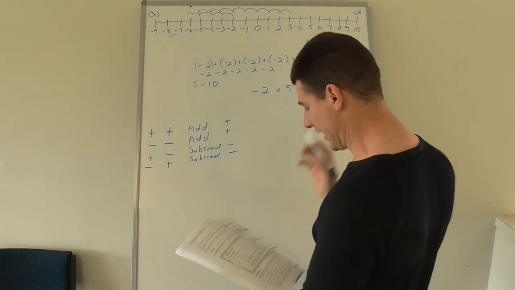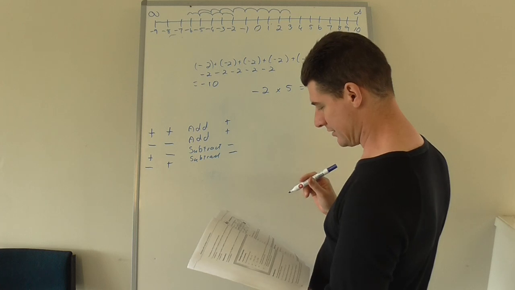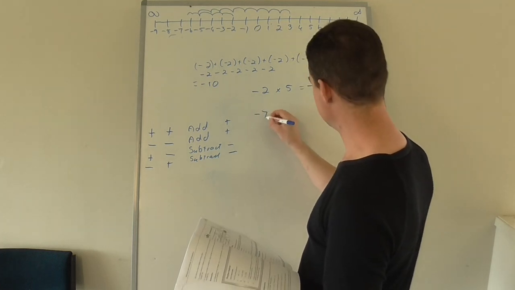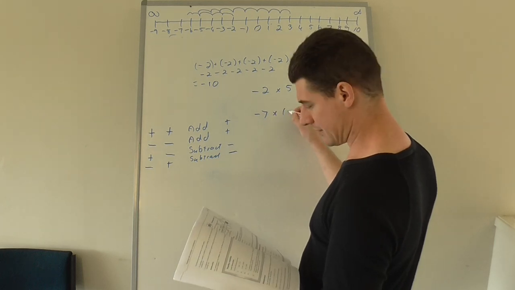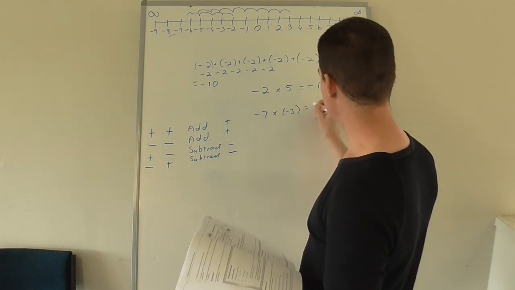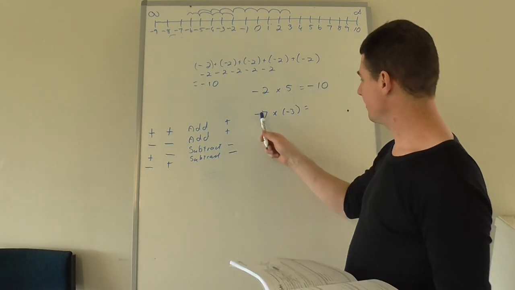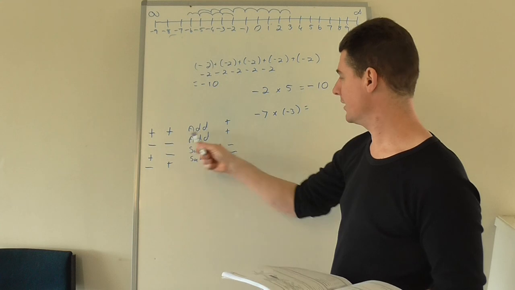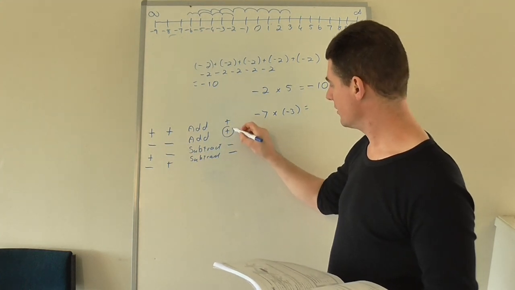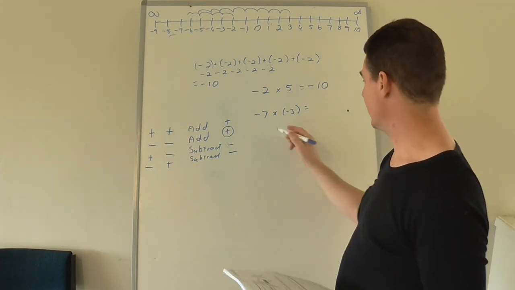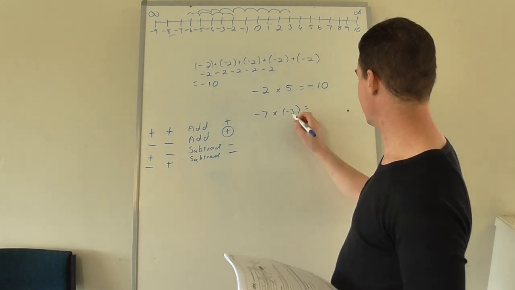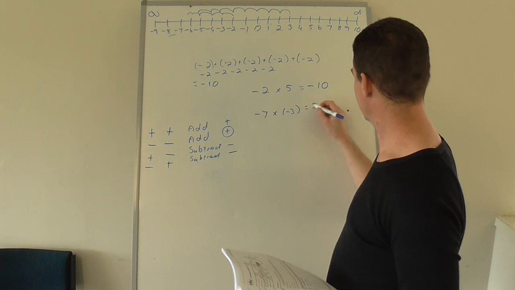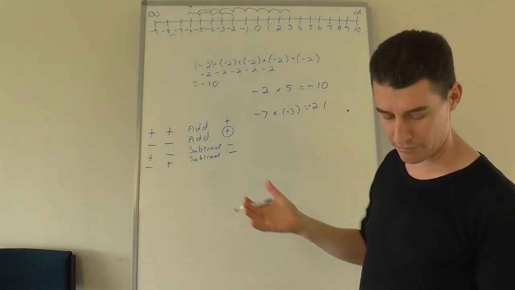If you have two negatives, let's look at this example. You've got minus 7 times minus 3. If you multiply a negative number with a negative number, your answer is a positive number. So it's minus 7, and a minus and a minus is a positive. 7 times 3 is 21, so it's plus. So it's 21.